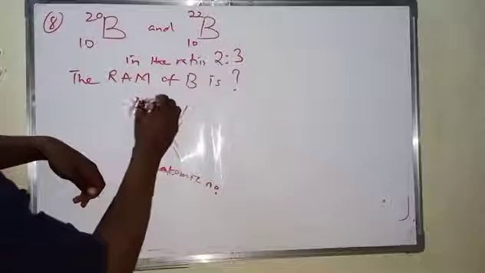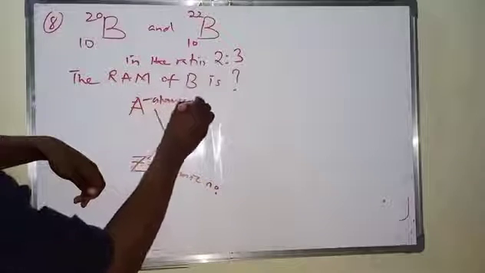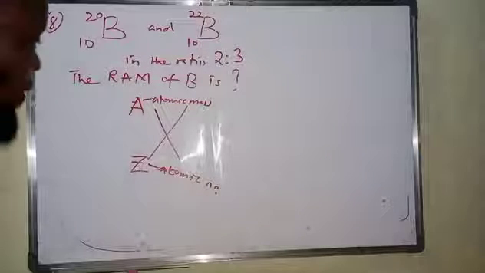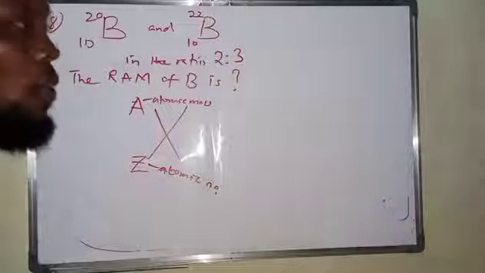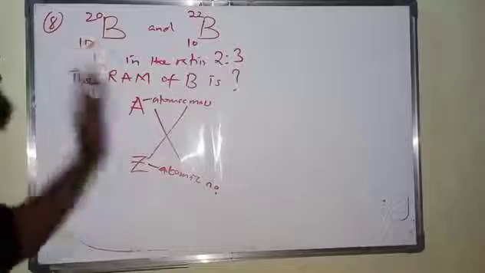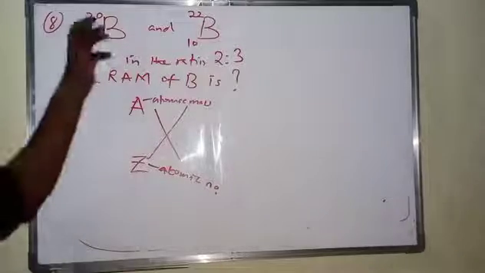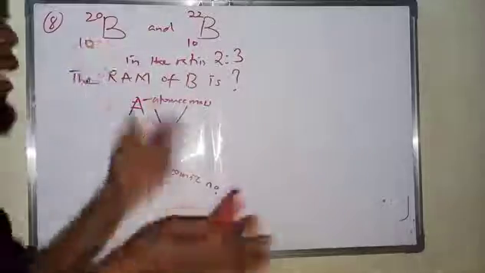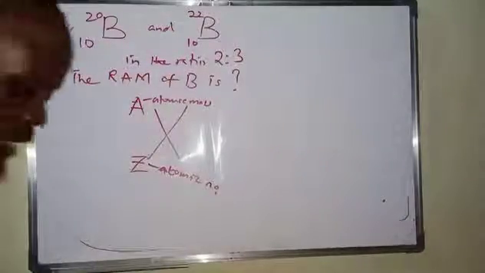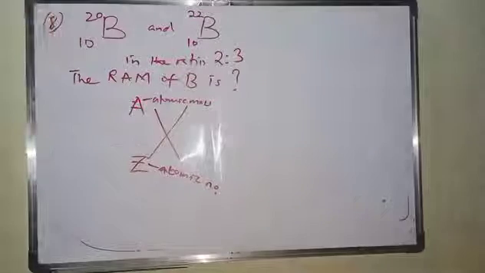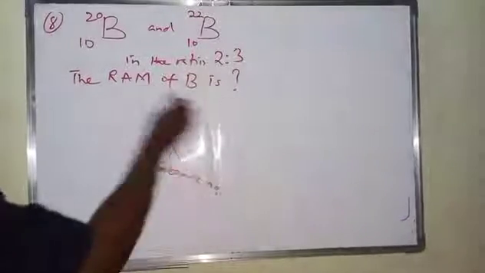This is the atomic mass, or what some people will call a mass number. So when you have two or more atoms of the same element, they are going to have the same atomic number. But the difference is in their mass numbers or atomic masses. And we say the atoms are isotopes of each other. So we are given this.